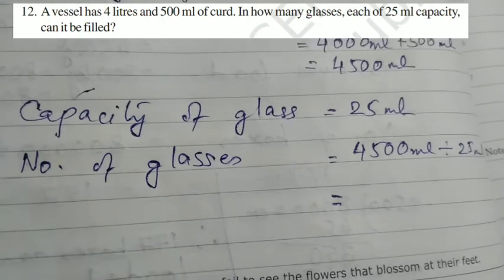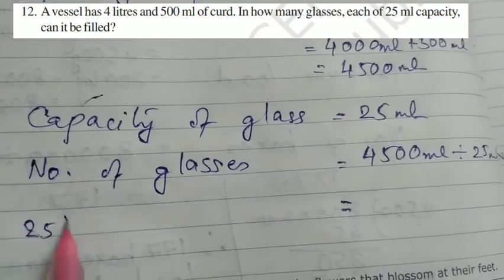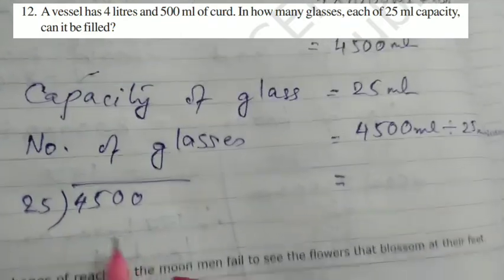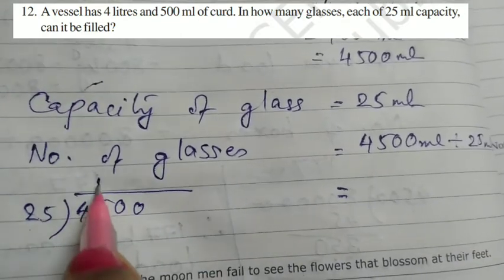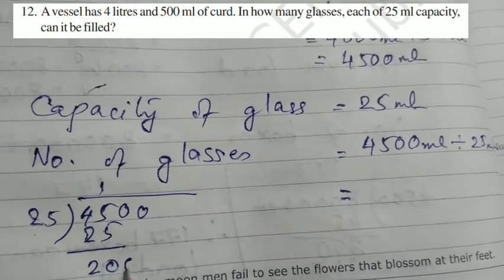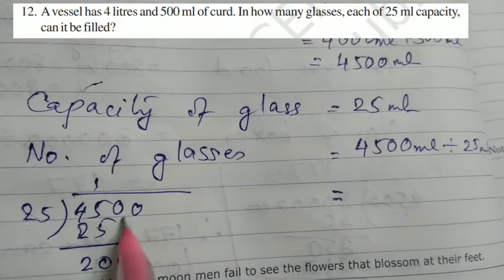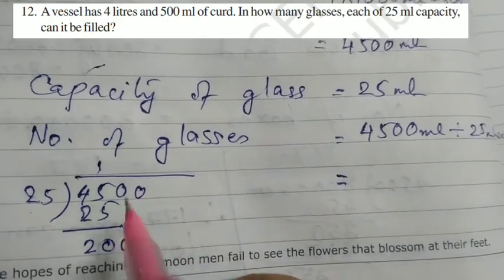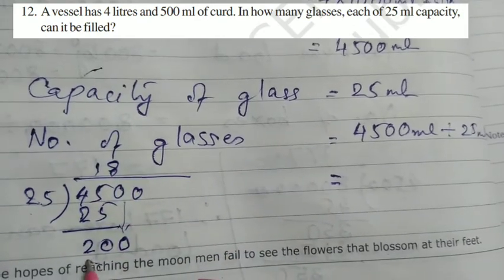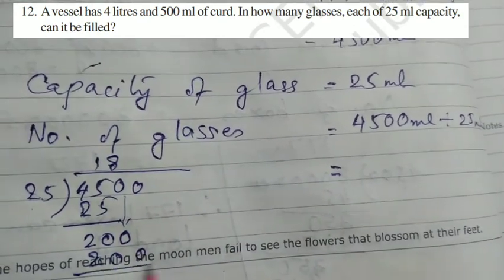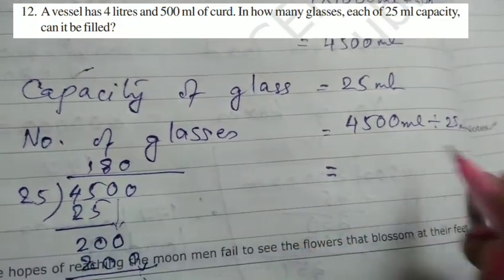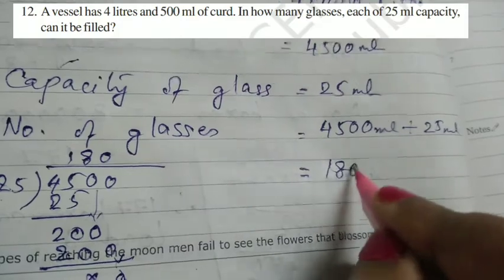25 dividing 4500. Okay, 25 1s are 25. I will have 0, 200. I've got this 0 down, 200. And now 8 25s are 200. Okay, nothing. I will bring this 0 down. Obviously this will be a 0 here. So 180 glasses.